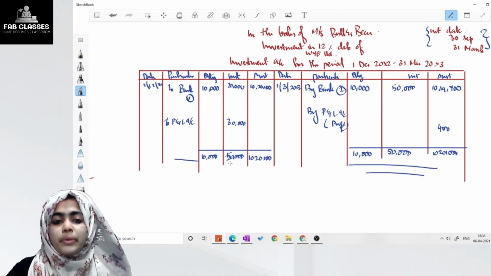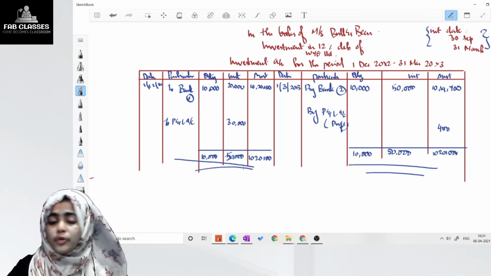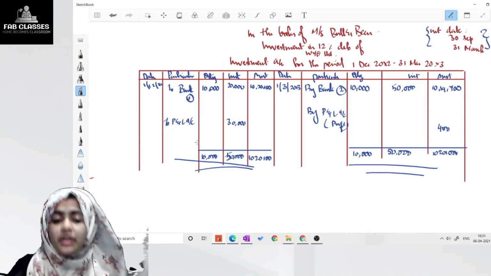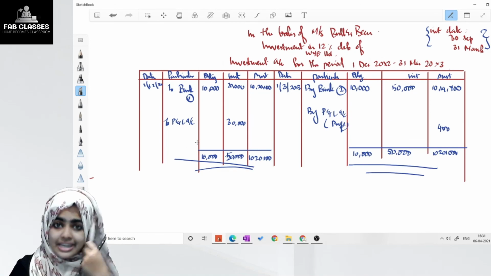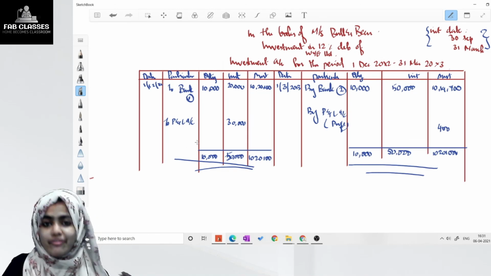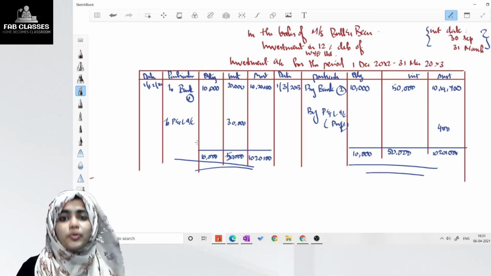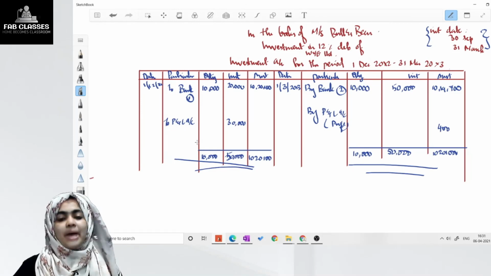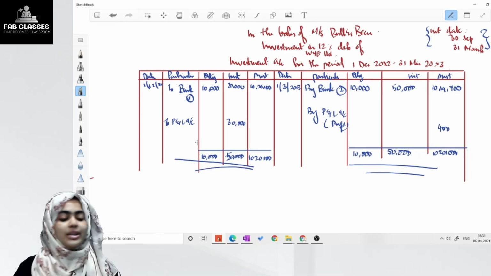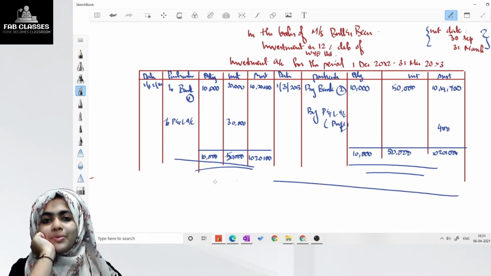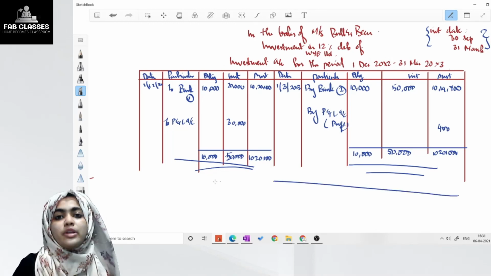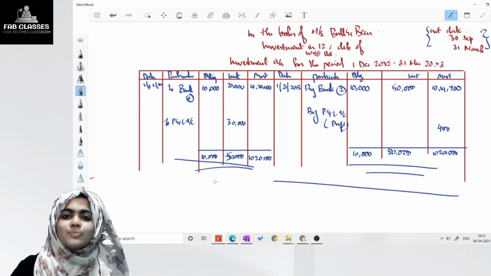So this is how we prepare the investment account. I hope you are clear with the solution. If you are not yet clear, we have so many illustrations in our study material. We will be solving each and every problem, and once you do each and every problem of this chapter, you will be clear with all the concepts relating to this chapter. So that's all for illustration number 1. Thank you, and in the next video we will be solving illustration number 2. Bye.